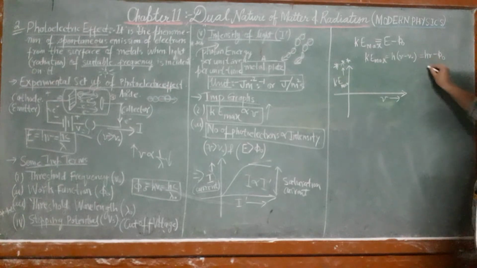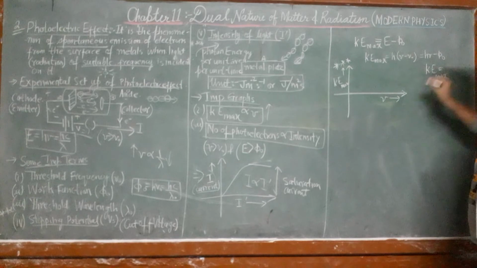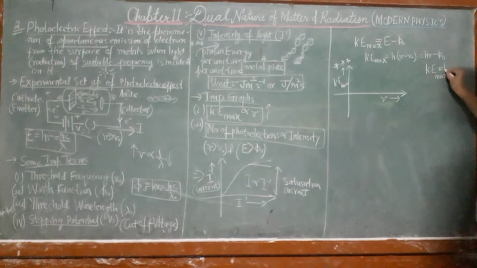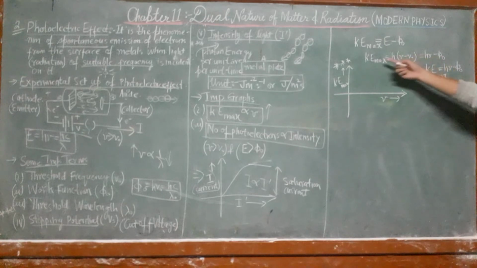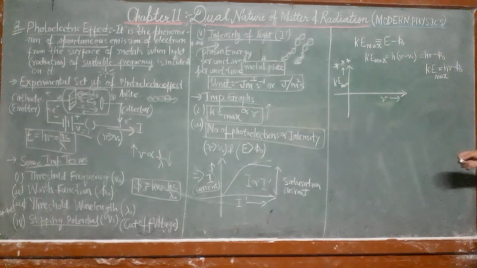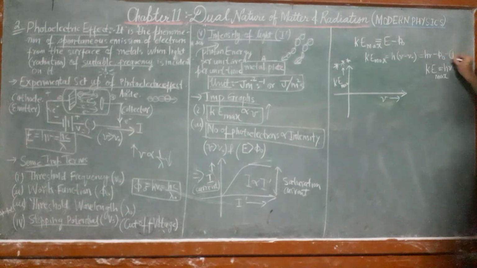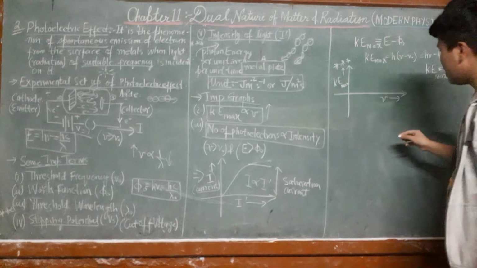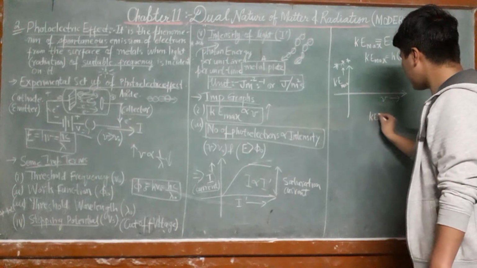Just see this graph. The formula is kinetic energy max is equal to h nu minus phi naught. Kinetic energy max is equal to h nu minus phi naught. Consider this as equation number 1.